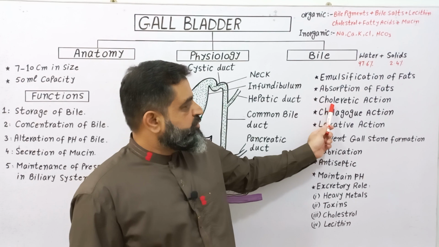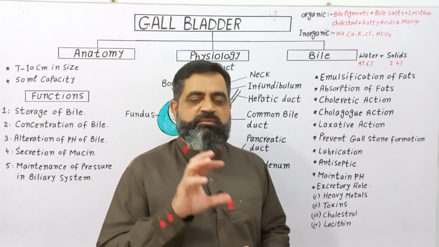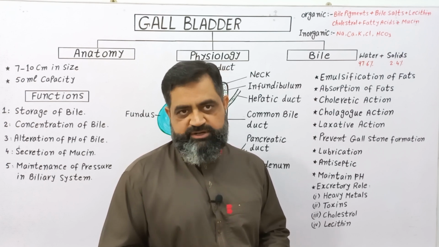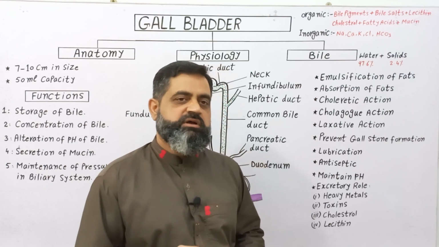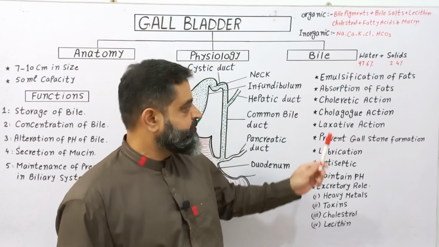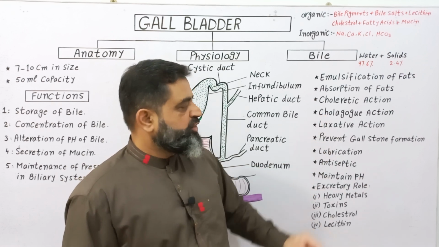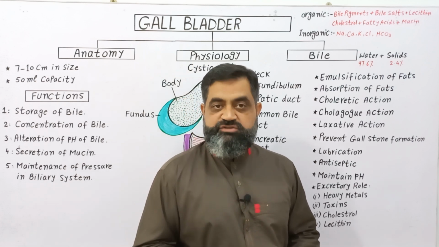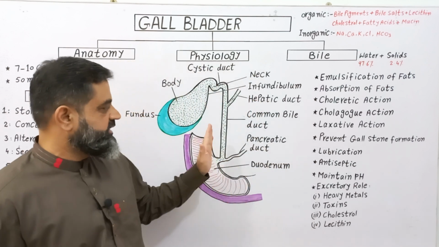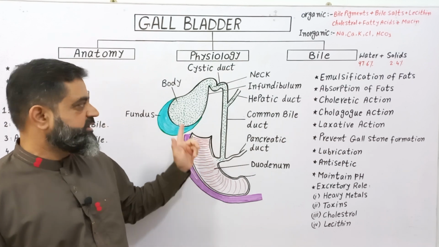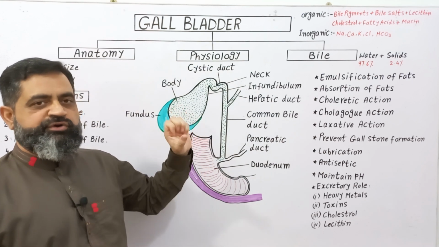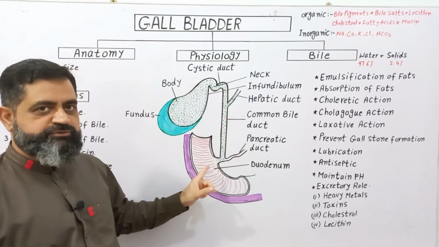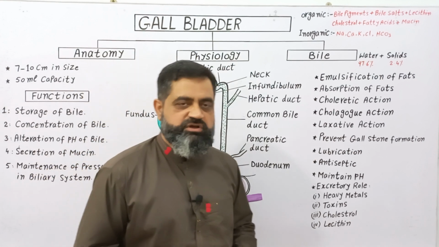Bile salts also produce cholinergic action. With the help of this action, bile can be released from the gallbladder. So bile salts help in the secretion of bile from the gallbladder. Bile salts also produce cholagogue action. Cholagogue action is the contraction and relaxation of the walls of the gallbladder. So when bile salts are released into the small intestine, they send a message to the gallbladder. Then the wall of the gallbladder contracts, and bile is poured into the small intestine. So it is very important for the contraction of the gallbladder.